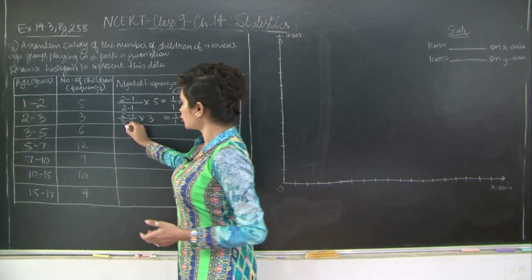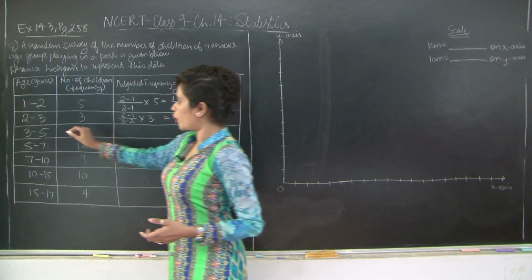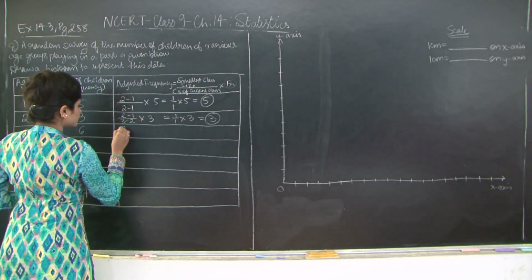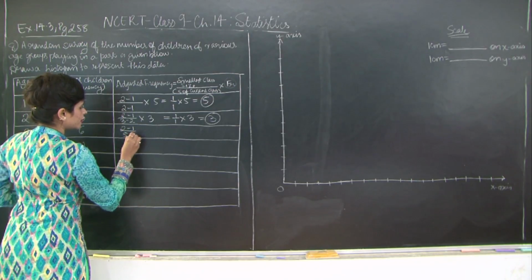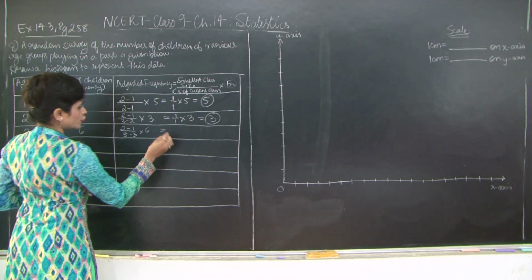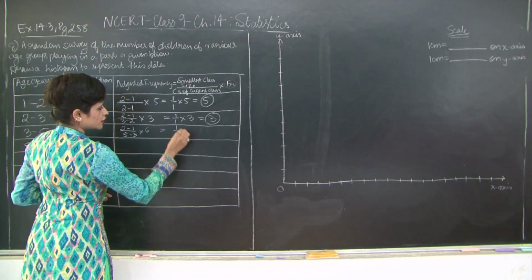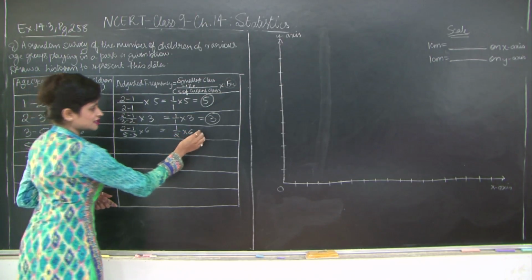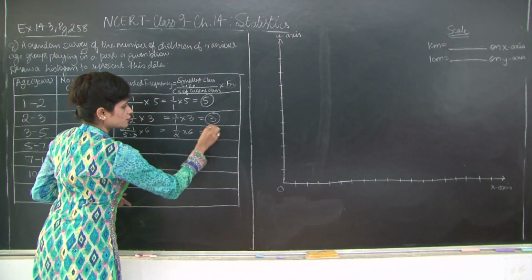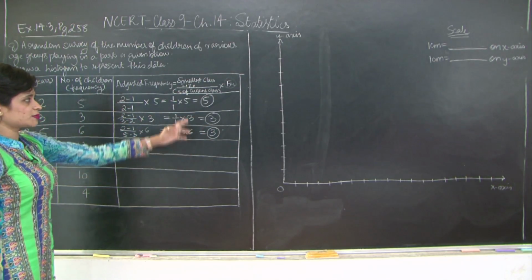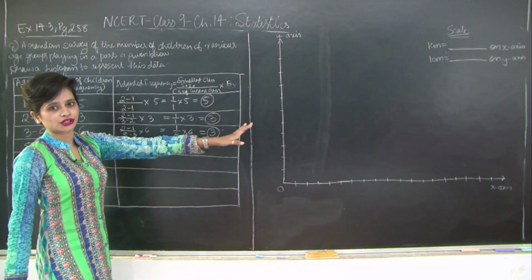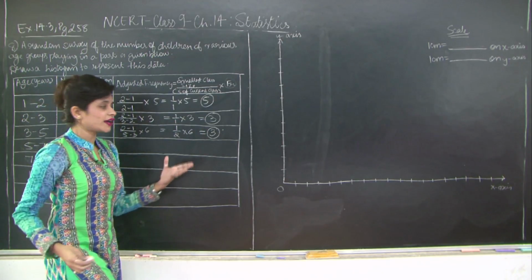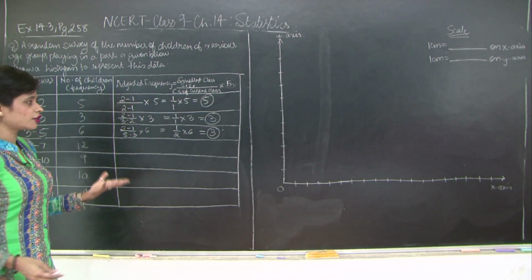Now this is going to be 2 minus 1 upon 5 minus 3 into 6. So this is going to be 1 upon 2 into 6, that is nothing but 6 upon 2. So 2 1s are 2, 2 3s are 6. So this is going to be equal to 3. I am just circling these numbers because we will be plotting these numbers for the histogram. You could have written it in a pencil or a different colored pen.